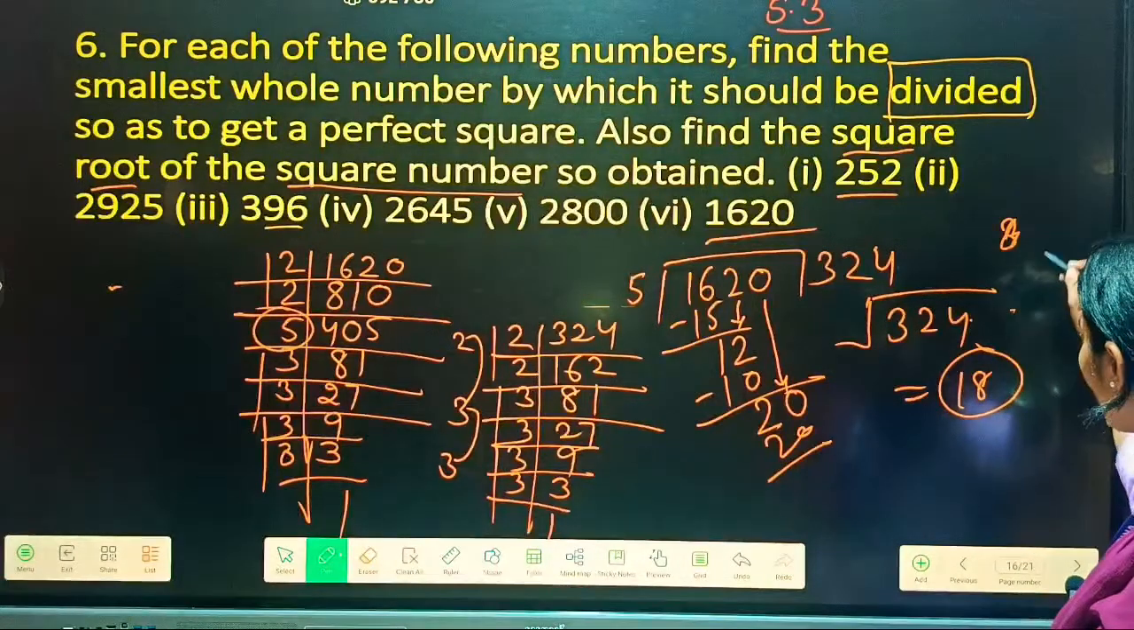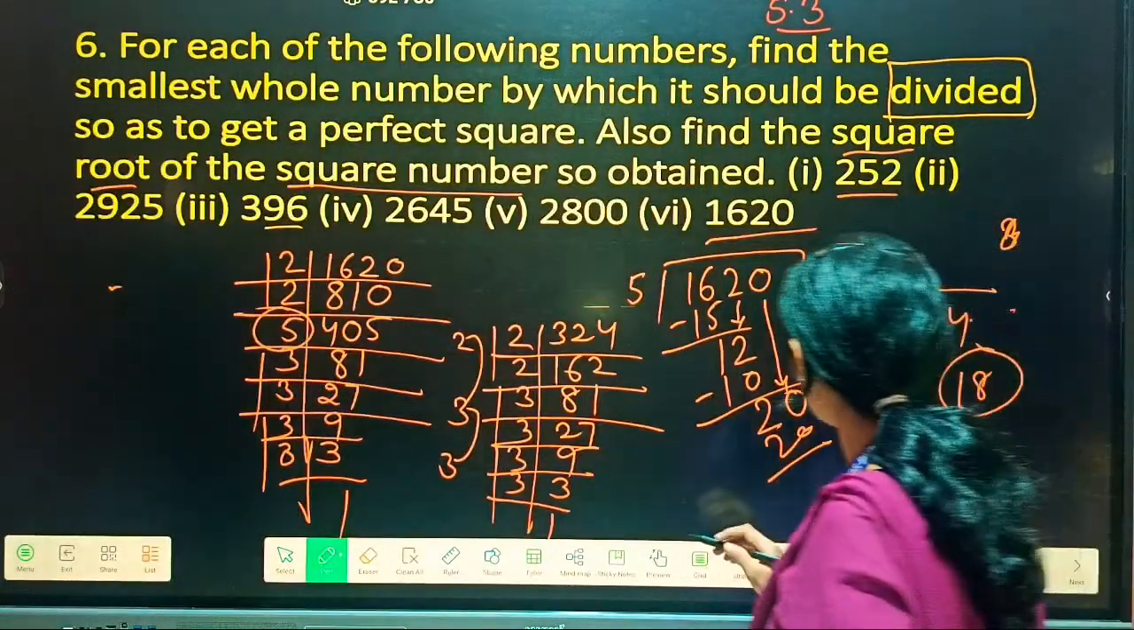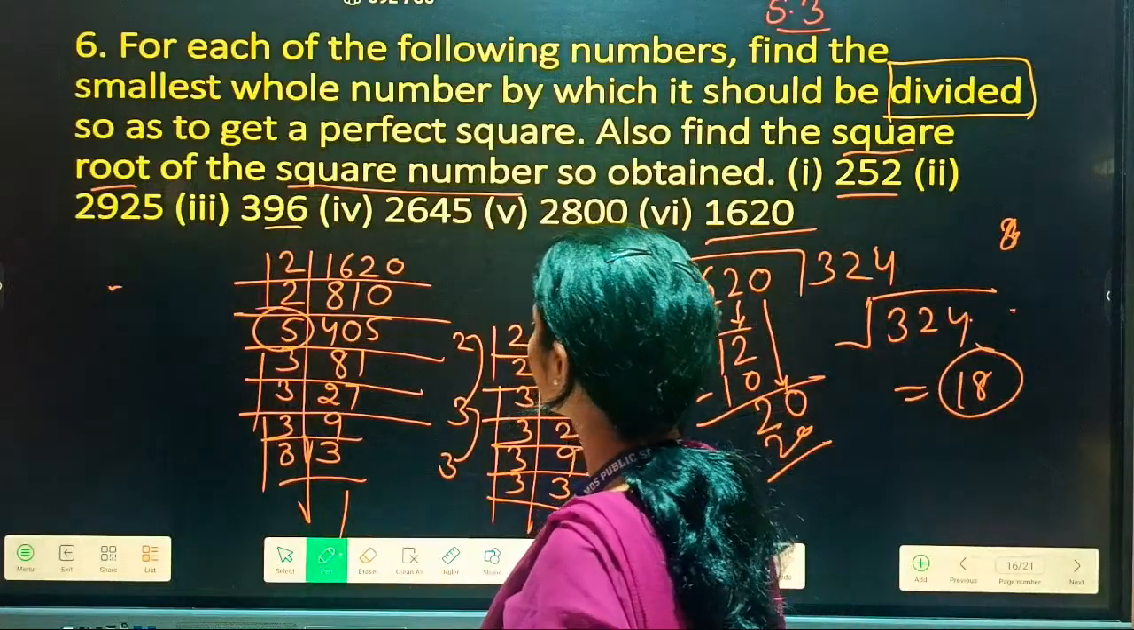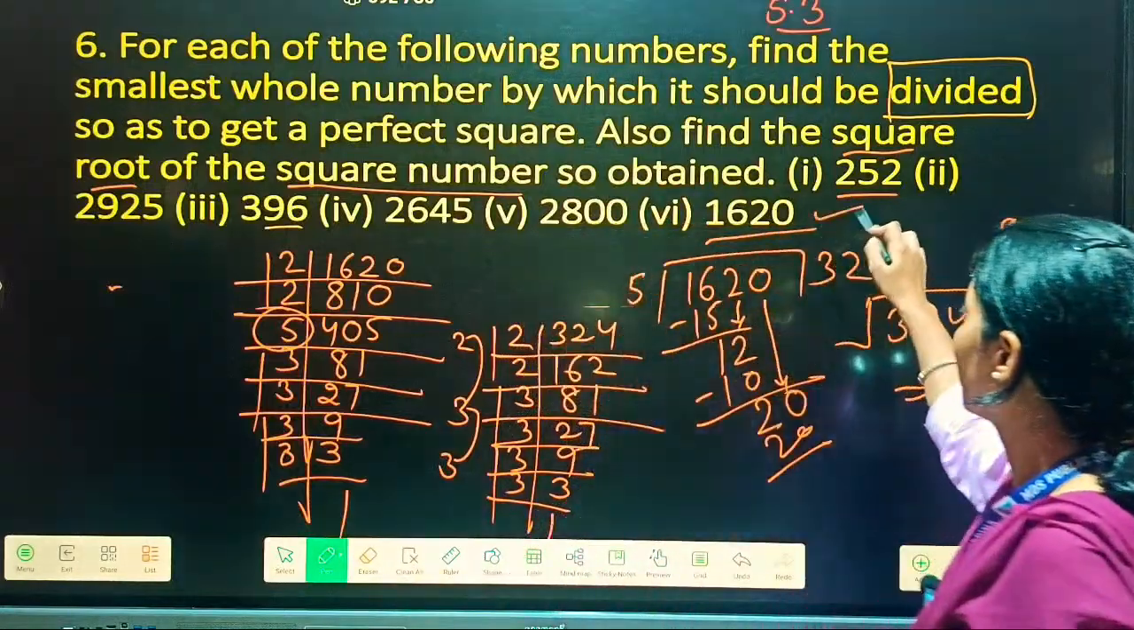364 will be 361 will be of 19 and 324 is of 18. Okay, this question we have completed.